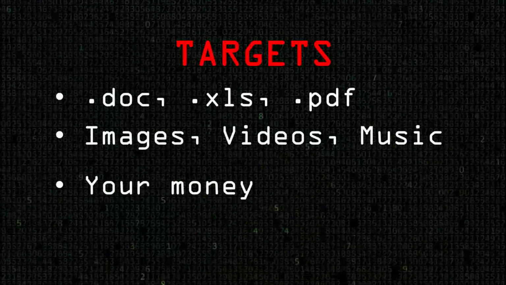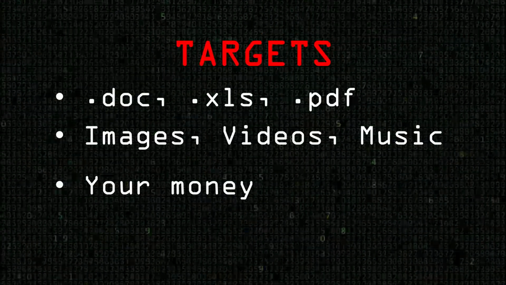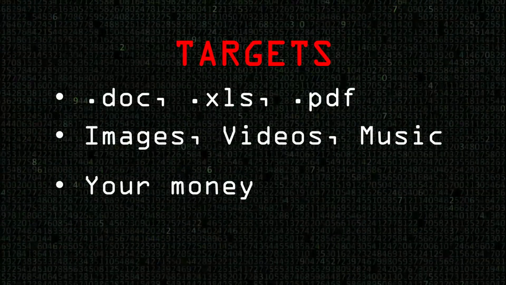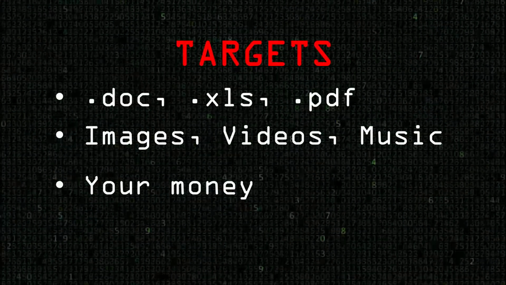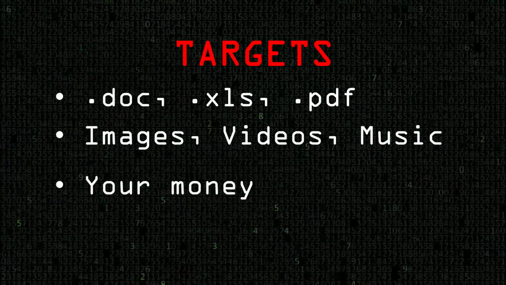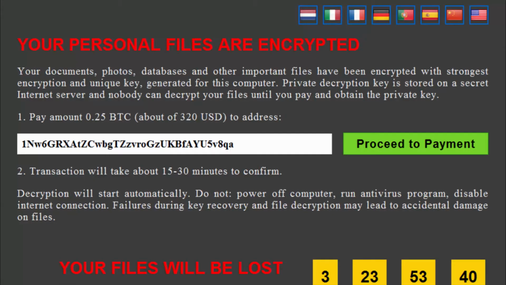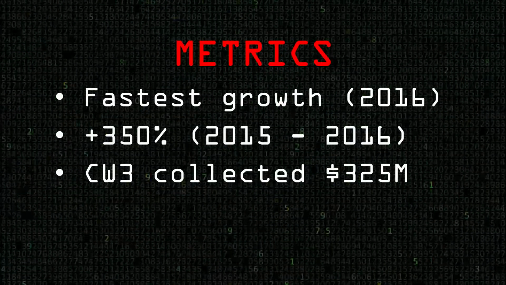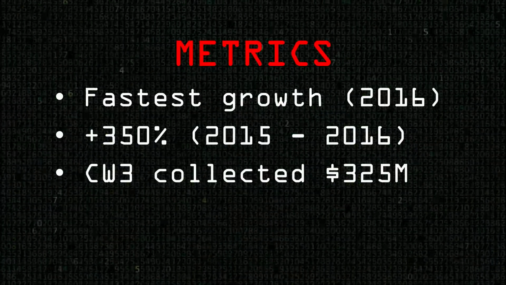Once the ransomware program is fully loaded onto the system, it's going to target important files like .doc, .xls, .pdf, images, videos, and music, and then it's going to encrypt them. Once that is complete, the victims are presented with a pop-up screen that's going to contain a ransom demand. If the victim pays the ransom, the criminal claims that they will send them a private key which will decrypt all of the files.